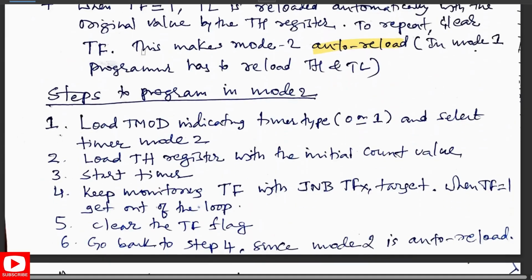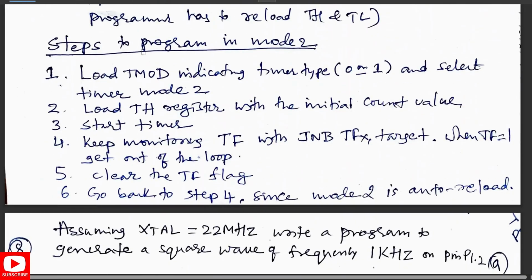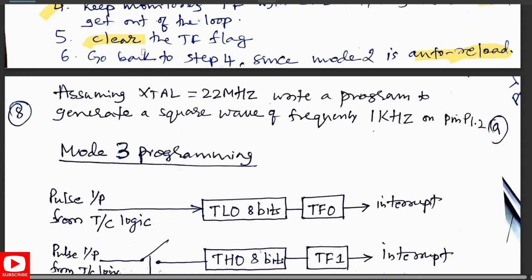So what are the steps to program here? The first step is to load the TMOD indicating the type, whether it is timer 0 or 1, and select timer mode 2. Then load the TH register with the initial count value. Start the timer. Keep monitoring the TF with a jump on TF target. When TF is 1, it goes out of the loop. Now you have to clear the TF flag and go back to step 4. Since it is mode 2, it is auto reloaded. So based on that, here is a problem.